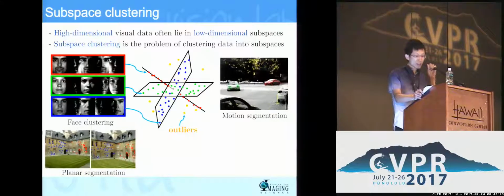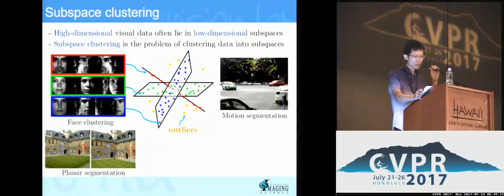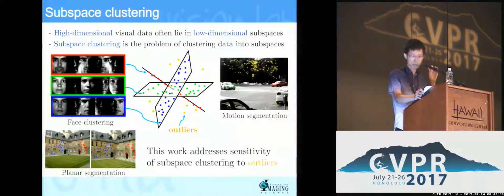While subspace clustering methods can cluster data into their respective subspaces or groups, their performance can be sensitive to outliers, which are points that do not lie in the union of subspaces. And the goal of this work is to address outliers in a union of subspaces.